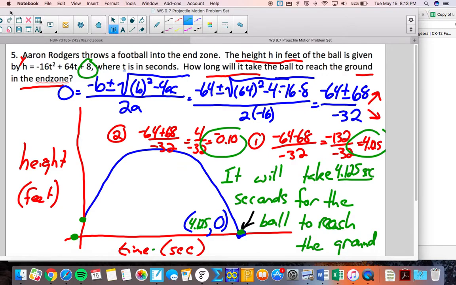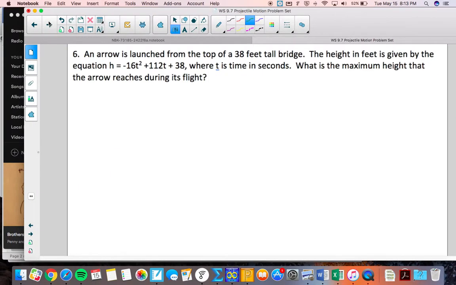Boom. Let's try number 6. An arrow is launched from the top of a 38-foot tall bridge. The height in feet is given by the equation that's there, where t is in seconds. What is the maximum height that the arrow reaches during the flight?